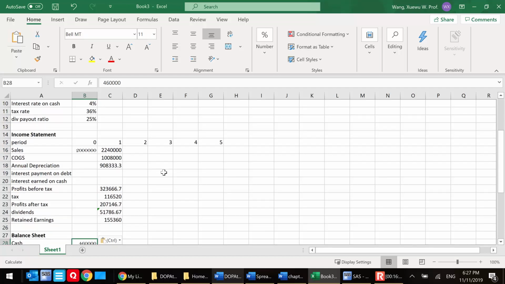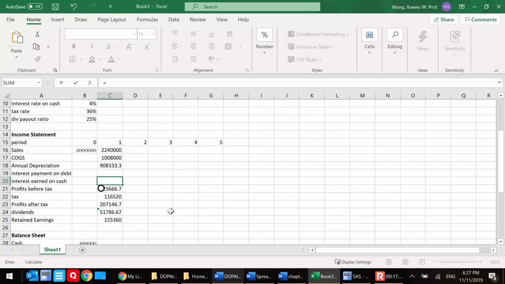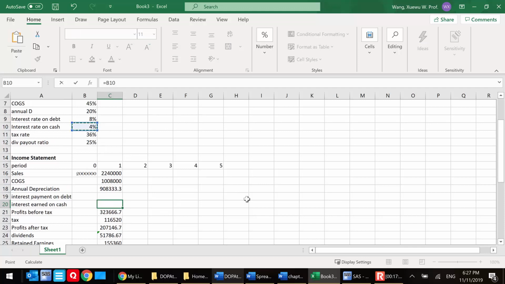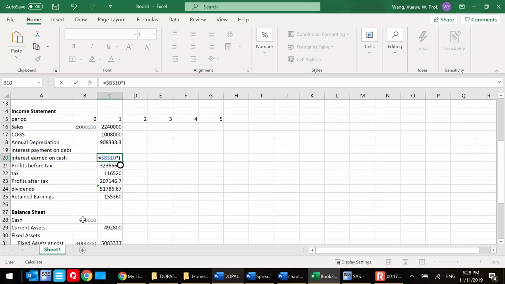And now let's look at interest earned on cash. Interest earned on cash is going to be equal to the interest rate on cash, which is the 4%. I'm going to actually lock down the 4%. And this is actually an average cash balance. So I'm going to do the cash for year zero plus the cash for year one. There's no cash for year one. So it's just going to be focusing on the correct formula at this point. All right, so that is the interest earned on cash.